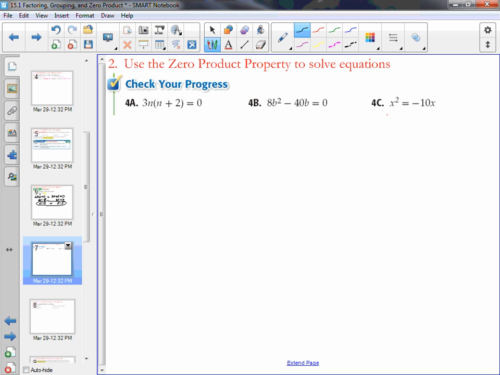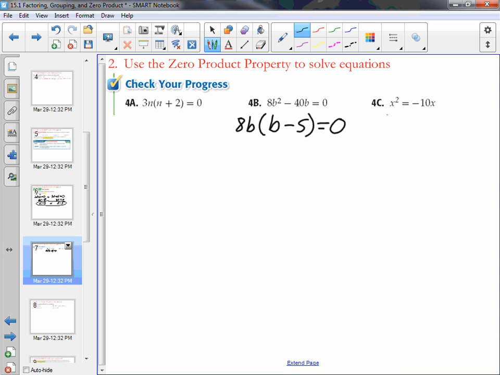Let's do 4b first. Now this one is not factored, so we need to factor. What's the greatest common factor of 8 and 40? 8. Of b squared and b? b. Parentheses. 8b squared divided by 8b? b minus sign. 40b divided by 8b? 5. Now we have two factors once again, and the product of these two factors is 0.